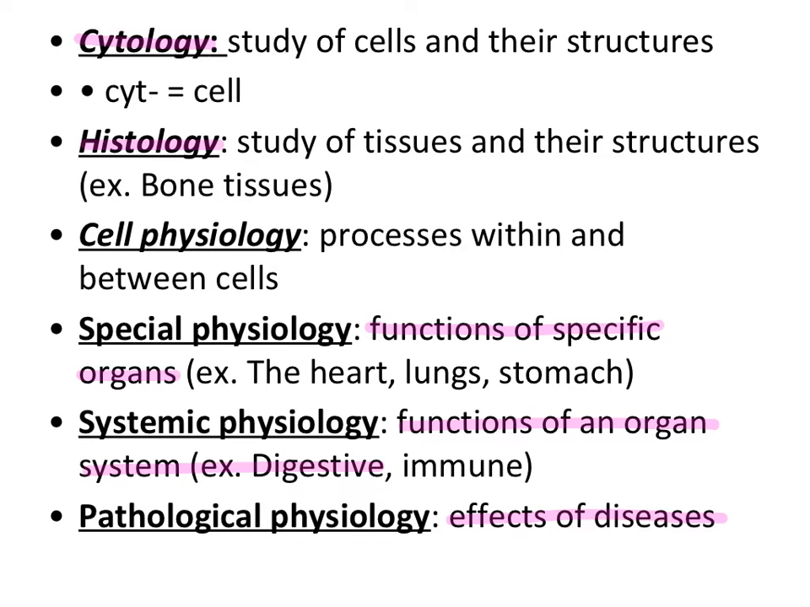Then there's cell physiology, and those are the processes within the cells. Then there's special physiology. That's the functions of specific organs. Then there's systemic physiology. That's the functions of an organ system. That could include the digestive system, the immune system, the cardiovascular system. And then there's pathological physiology or pathology, which is the study of diseases.